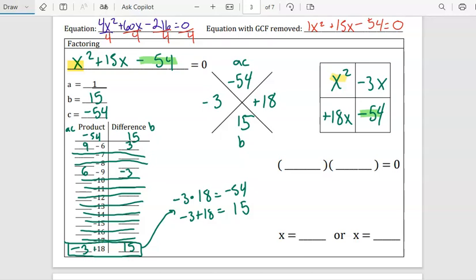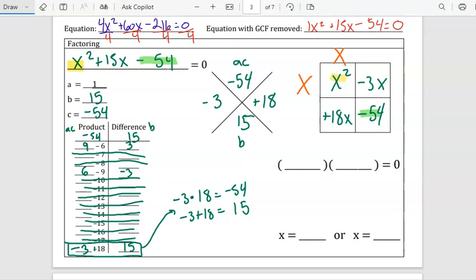From here, we'll factor out the greatest common factors of each row and each column. The GCF of x squared and negative 3x is x. The GCF of x squared and 18x is also x.